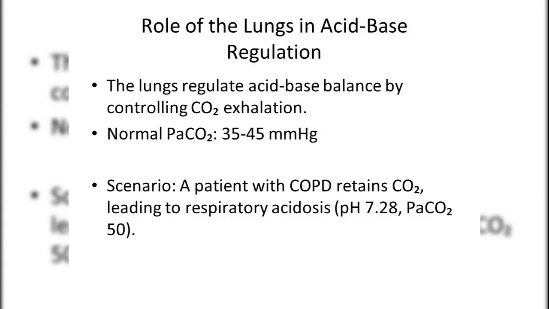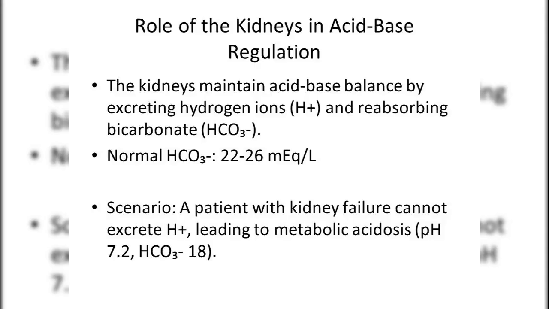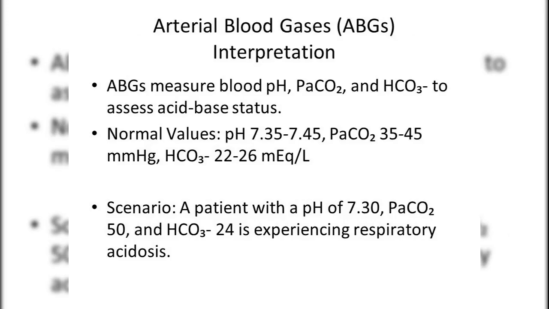HCO₂ of 50. The kidneys maintain acid-base balance by excreting hydrogen ions and reabsorbing bicarbonate. Normal HCO₃ ranges from 22 to 26 MEq. A patient with kidney failure who cannot excrete hydrogen ions may develop metabolic acidosis, indicated by a pH of 7.2 and HCO₃ of 18. Arterial blood gases, or ABGs, measure blood pH, HCO₂, and HCO₃ to assess acid-base status.